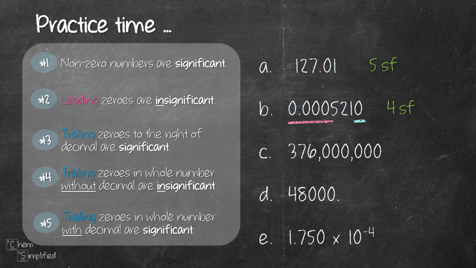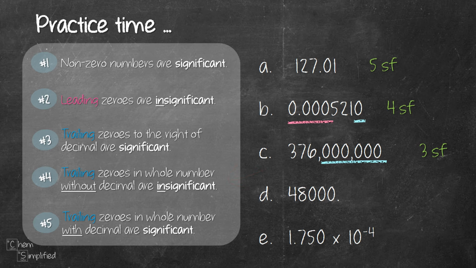The third question, 376,000,000. This number has 6 trailing zeros. Those 6 trailing zeros are in this whole number that doesn't have any decimal point. That means it has 3 sig-fig. We're following rule number 4 in this case.